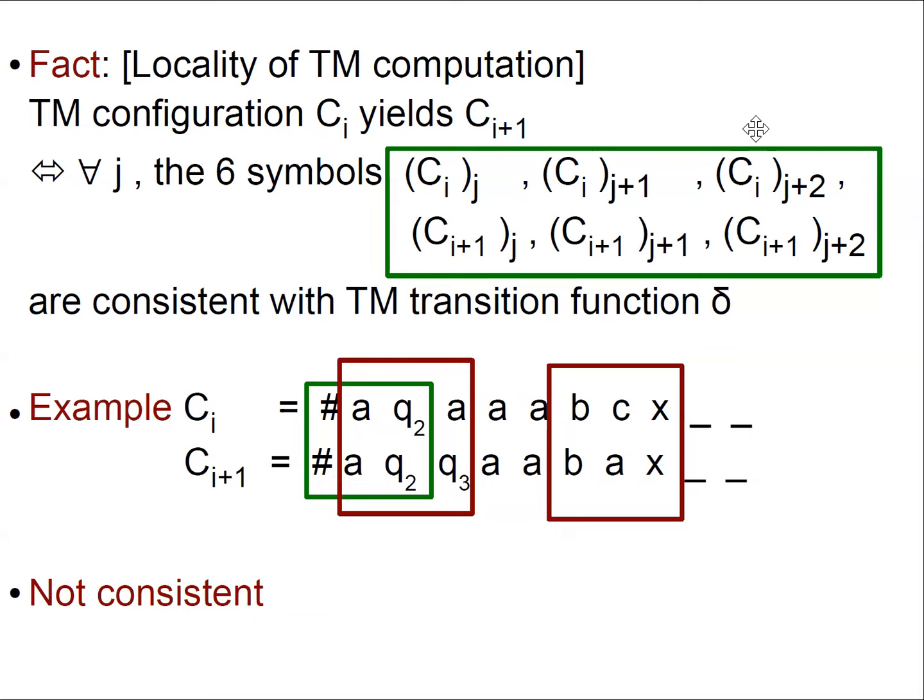So for example, this thing here in red is not consistent because for one reason, you cannot have two state symbols, okay? This configuration here also is not because this C was changed into an A, but that cannot happen because the head is nowhere near those symbols. This locality of Turing machine computation will play a critical role and will be exploited soon.